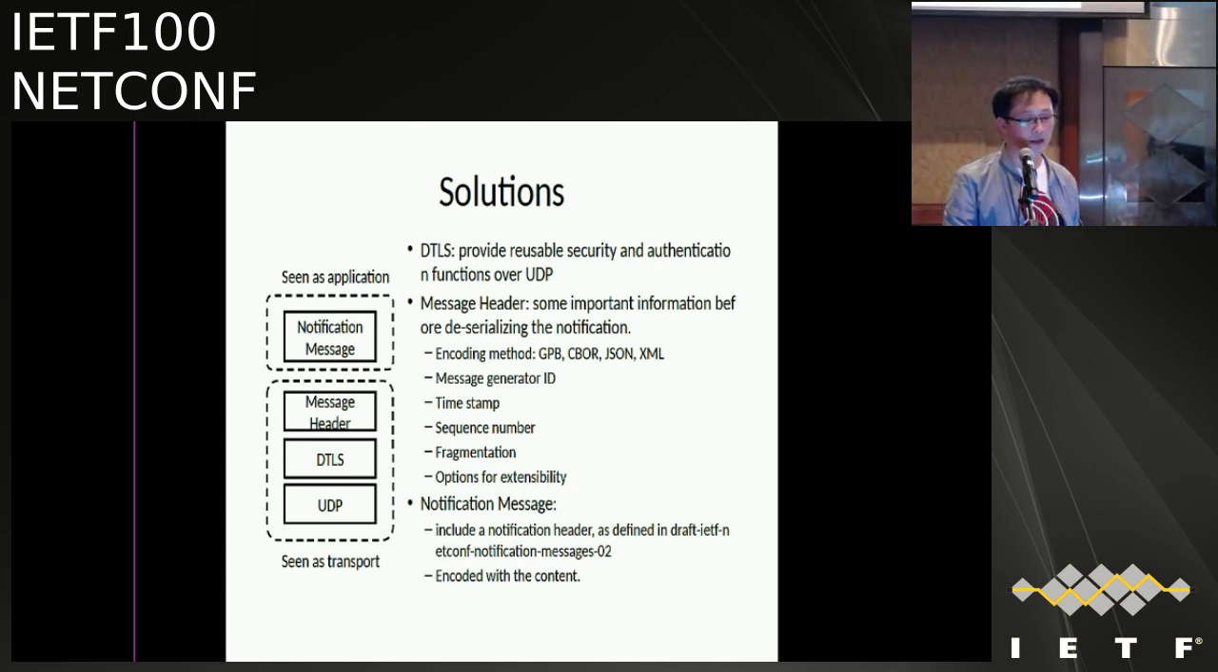First is UDP, and then for the security, DTLS, and then message header. The DTLS will provide the reusable security and authorization function over UDP. And for the message header, we'll keep the important information before deserializing the notification, including the encoding method like GPB, COBOL, JSON, XML, and the message generate ID, then timestamp and sequence number, maybe fragmentation.